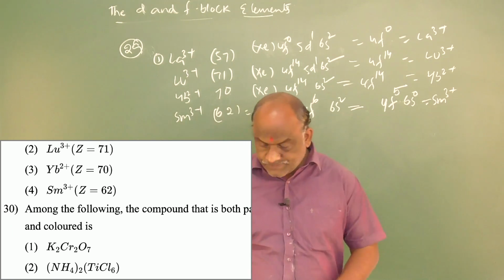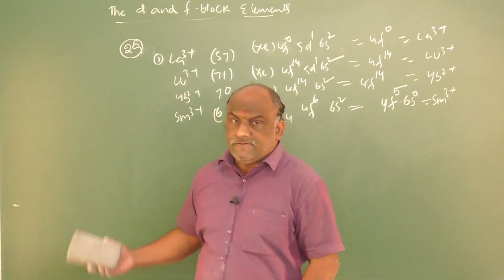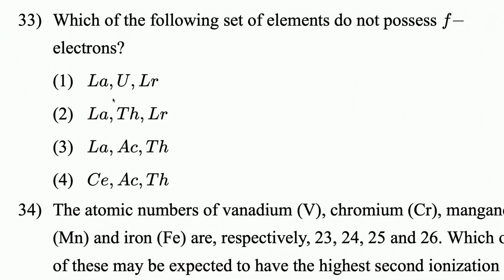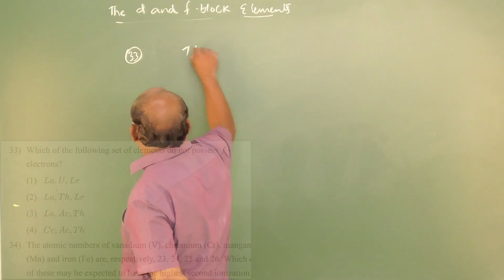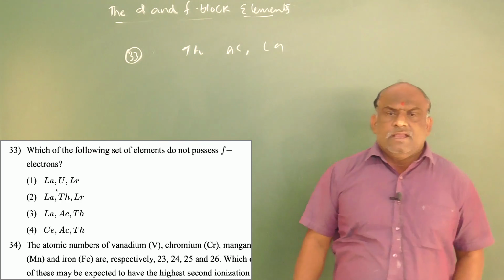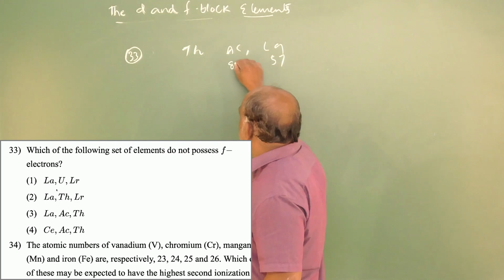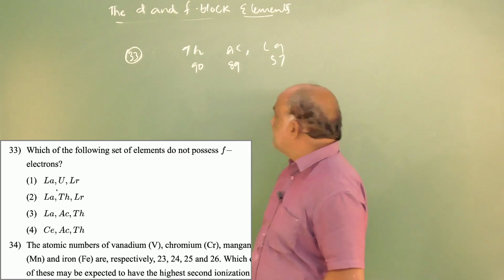After that, the next question is number 33. Which of the following sets of elements do not possess F electrons? This is very important. If you remember, one is thorium, one is actinium, and the second is lanthanum. These are the examples: lanthanum 57, actinium 89 and thorium 90. These are the atomic numbers of these elements.